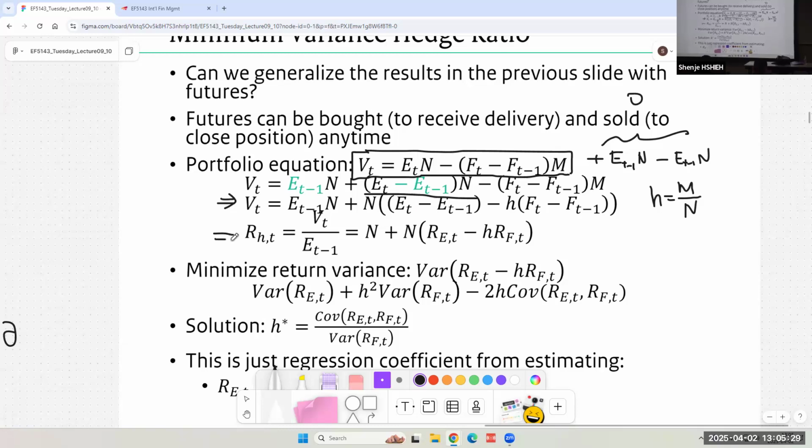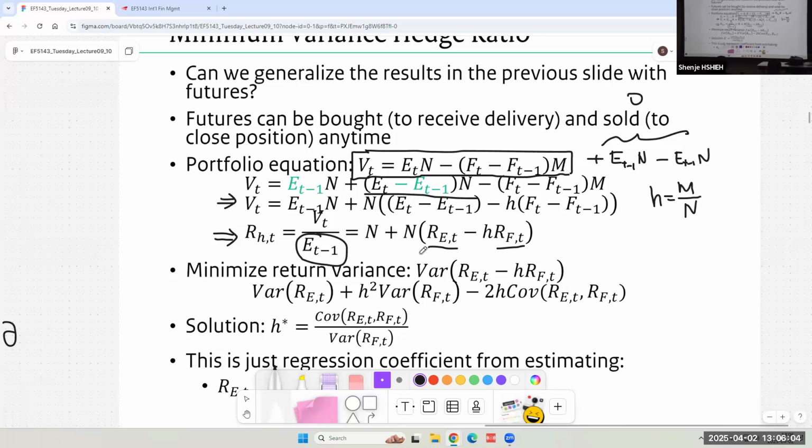All right, the last step, I am dividing everything by ET-1. Okay, so ET minus ET-1 divided by ET-1 is just the raw return of the underlying asset. And then FT minus FT-1 divided by ET-1 is the pseudo future return. Again, pseudo because we're scaling by the previous period's spot rate, not the future spot rate, right? The previous future exchange rate.